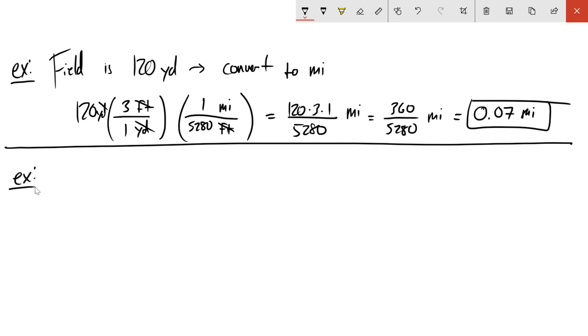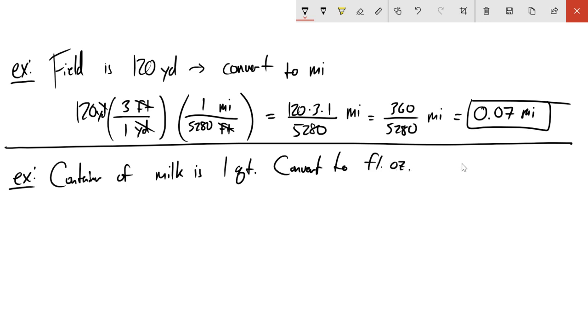All right, so let's say, for example, that a container of milk is 1 quart. Let's say you have a 1 quart container of milk, and I want to convert that to, say, fluid ounces. How many fluid ounces are in a quart?